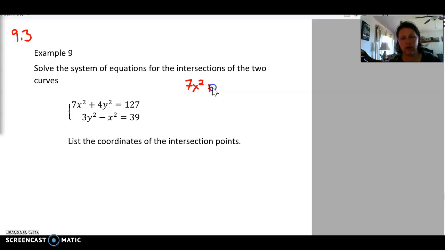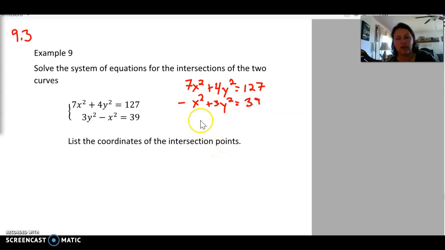So 7x squared plus 4y squared equals 127. Now we could do this either with substitution or with elimination. I am going to do them as elimination. So then we would have negative x squared plus 3y squared equals 39. So rewrite them so that they're in the same descending order.